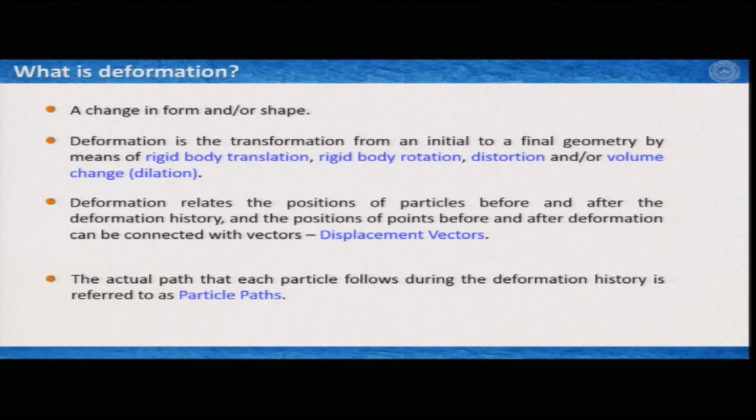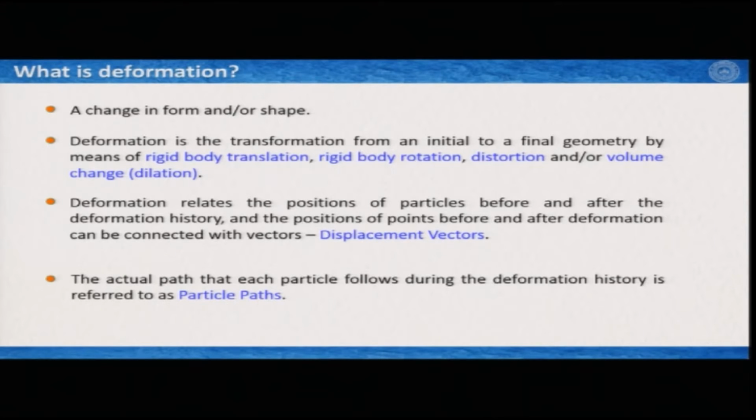So, form or shape change is essentially change of the geometry, and this can happen in various processes. One is rigid body translation, it can happen via rigid body rotation, it can happen via distortion, and it can happen also with volume change or dilation. Now, all these 4 individual processes can happen individually or they can combine together. For example, you can have the combination of rigid body translation and rotation together. You can have rigid body rotation and distortion together, and so on.